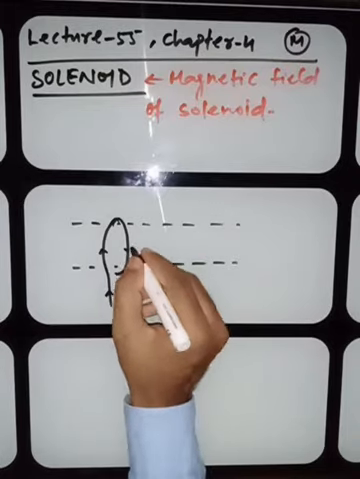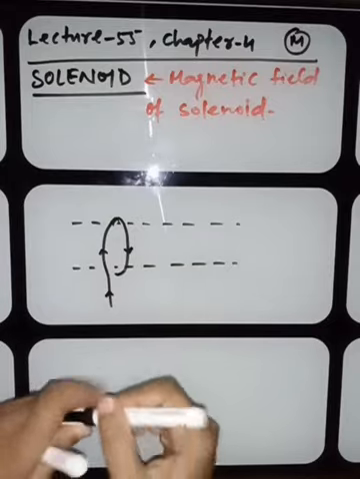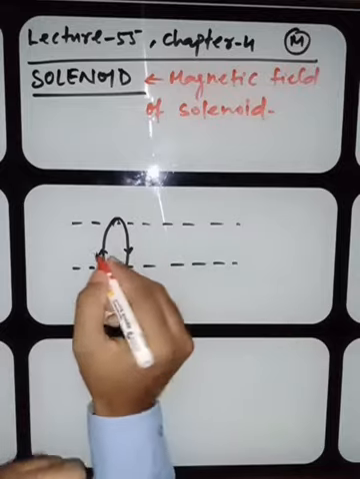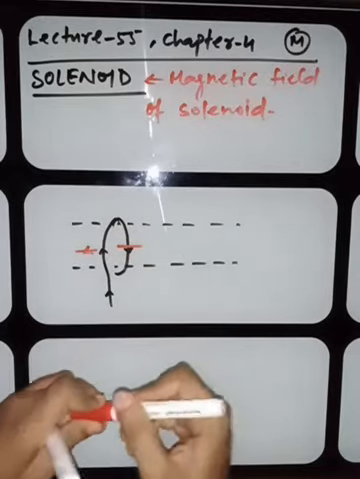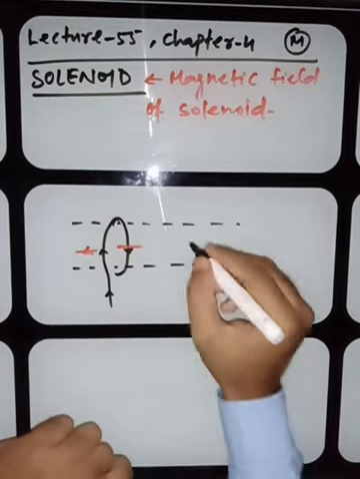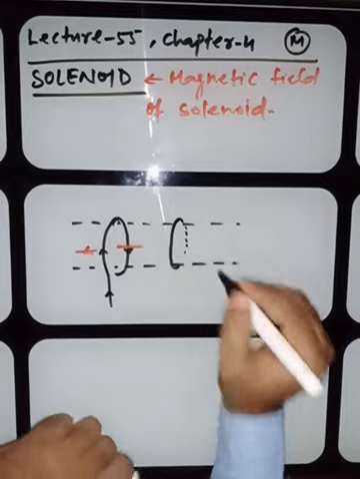If current is moving in this direction, what will be the direction of magnetic field? So you will find the direction of magnetic field due to this turning in this way, in this direction. Now try to consider one more turning.